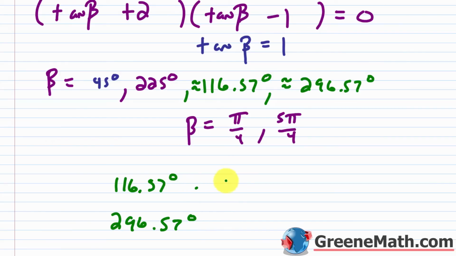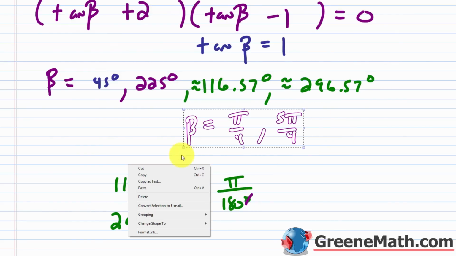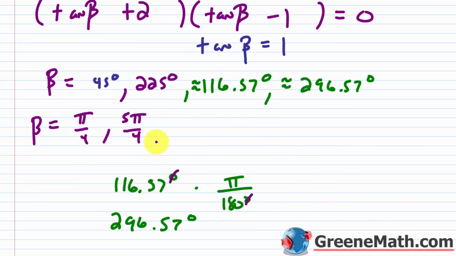And then in terms of radians, if you wanted to convert this over, for each of these you would multiply by pi over 180 degrees. You have degrees here, so you want degrees down here and pi up here, so the degrees are going to cancel. Let me show that real quick: 116.57 divided by 180, and then multiply by pi. I'll round this off and say it's about 2.034.